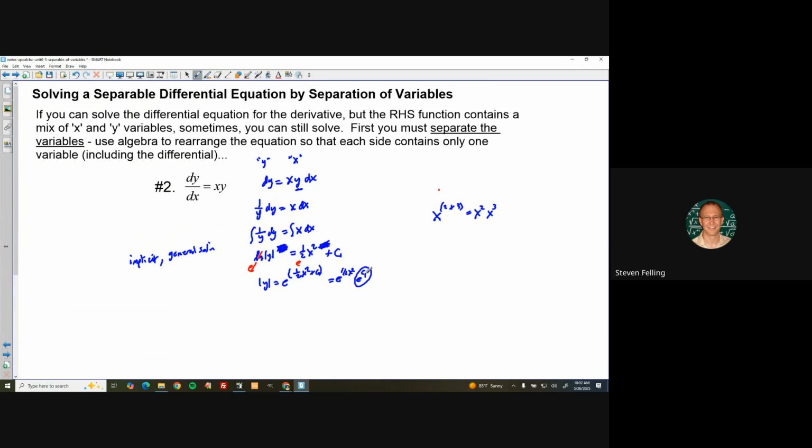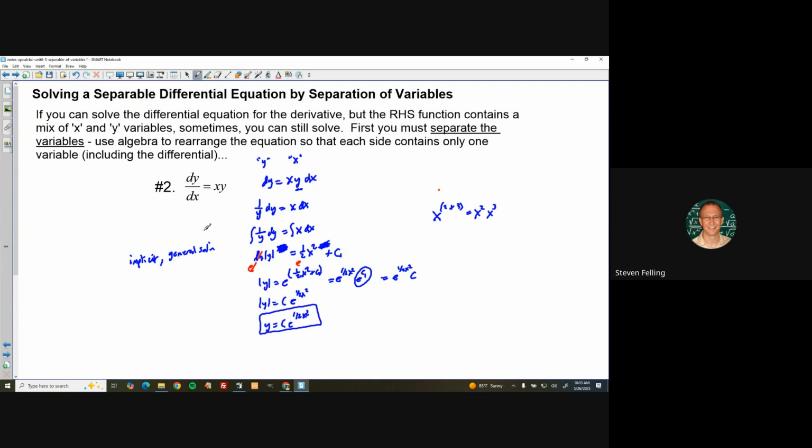So I can now relabel this e to the c1 as a new constant, which I'm just going to call c. So it's e to the 1/2 x squared times a constant c. And that means I can write this: the absolute value of y is equal to a constant times e to the 1/2 x squared. And because that constant could be positive or negative, regardless of what's going on here, we could adjust with the constant, which means it's legal for me just to drop those bars here. So this is the general solution.